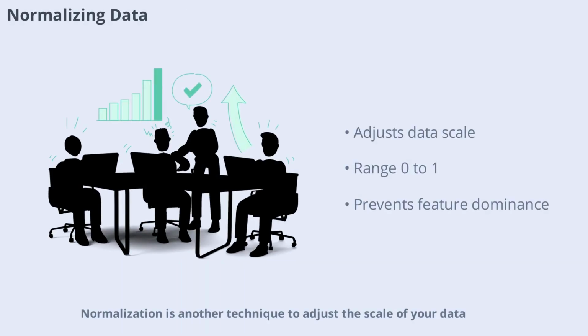Normalization is another technique to adjust the scale of your data. Unlike standardization, normalization typically transforms data to a range between 0 and 1. This is especially useful when you want to compare features with different units or magnitudes. Normalized data ensures that no single feature dominates the analysis due to its scale. Let's see how normalization differs from standardization and when to use each method.